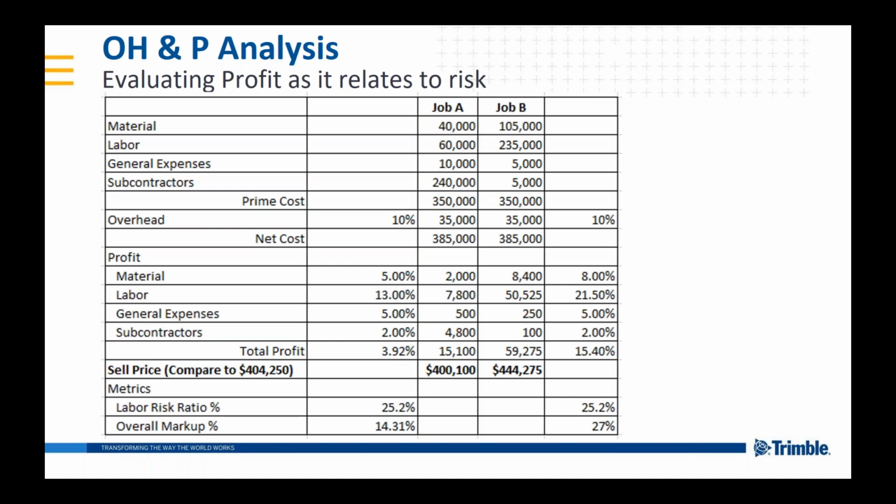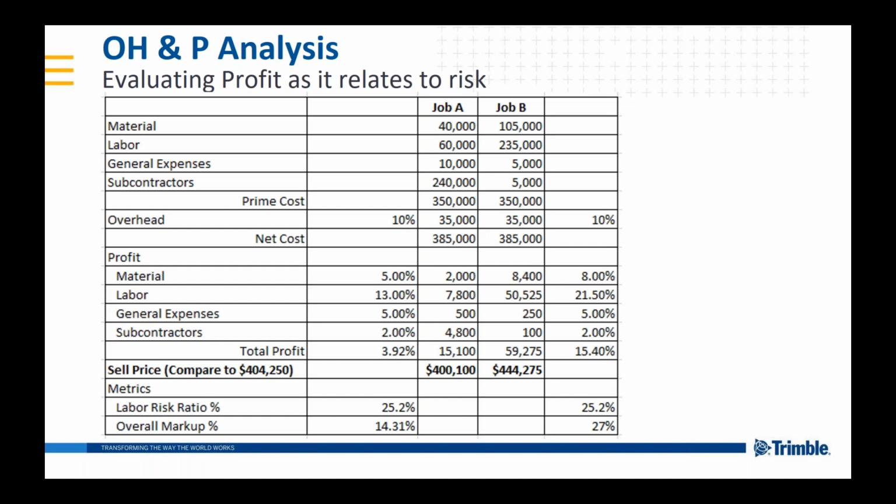Now, hopefully, one of the topics that we're going to be doing in the future is on how to calculate overhead. And if that is of interest to you, certainly sign up for that one. But we're going to take 10% on both of those. And now our net cost is $385,000 on both of them.